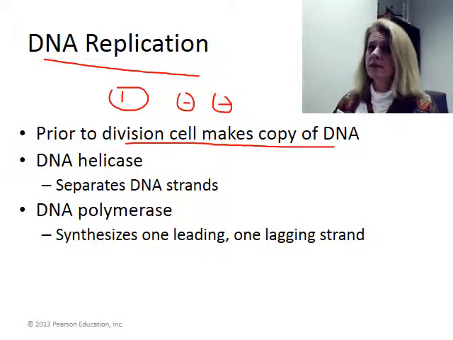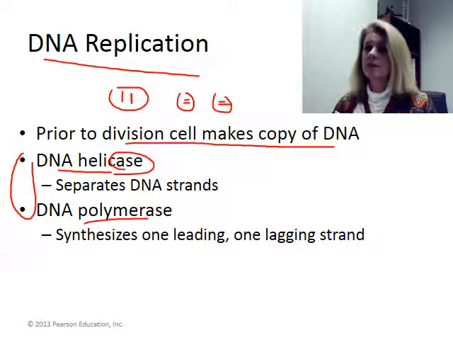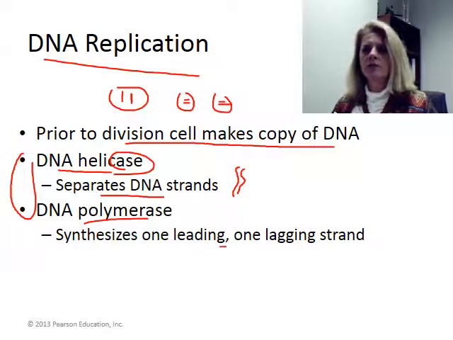Now, in meiosis, that is the case, but for mitosis, you want an equal amount of DNA in your daughter cells. If you have a bunch of DNA here, you want the same amount of DNA in your daughter cells, okay? So in order to do this, you need two enzymes, DNA helicase and DNA polymerase. Remember, ASE tells you it's an enzyme. So the DNA helicase, it separates the DNA strands. Remember, DNA is two strands and they're kind of stuck together. You want to separate that out so that you can make a copy of it. The polymerase is what actually makes the copy.